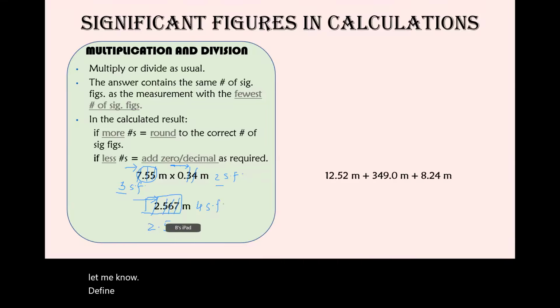But remember, the number right after 5 is a 6. So that means when we are rounding the 5, it can become 6. So our answer is going to be 2.6 meters. So this answer right here, right now, has 2 significant figures.